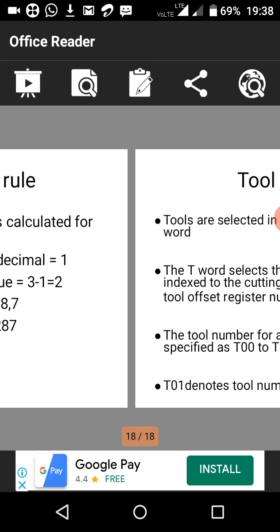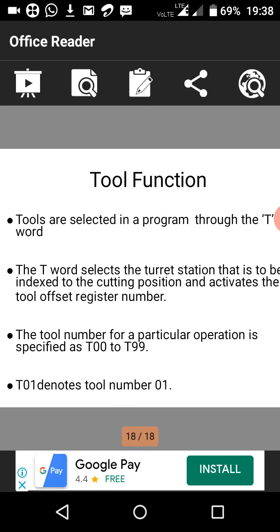Okay. Next, what is the tool function? So the tool function in a CNC program also plays a very important role. Tools are selected in the program through the T words. So for tool change or tool function, we will write capital T as the tool function, so the tool we will indicate by the capital T. Next, the T word selects the turret station. So tool changing is indicated by the turret change.